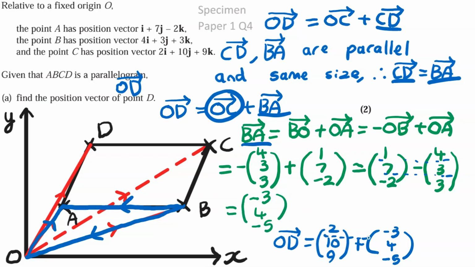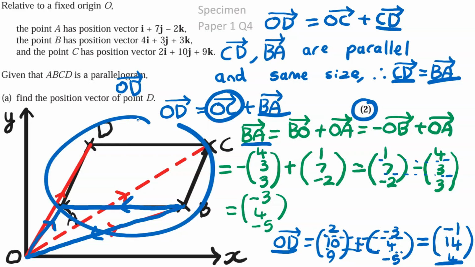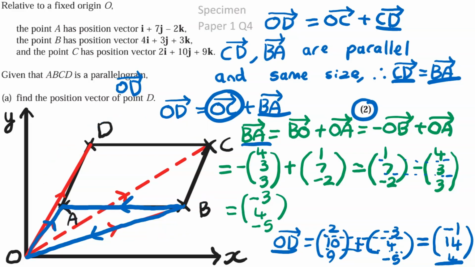Again, remember, in column form to focus on the individual rows. So 2 plus -3 is -1, 10 plus 4 is 14, and 9 plus -5 is 4. So therefore OD is equal to (-1, 14, 4). And that's how you get the final answer. Again, I don't think 2 marks is a fair reflection on how hard this question is. I think especially because of this kind of diagram here, it's quite complicated visualizing what's actually going on in this question. But the answer is (-1, 14, 4).